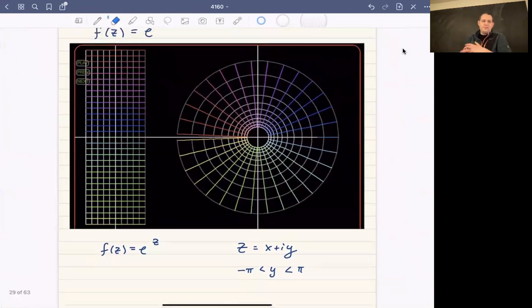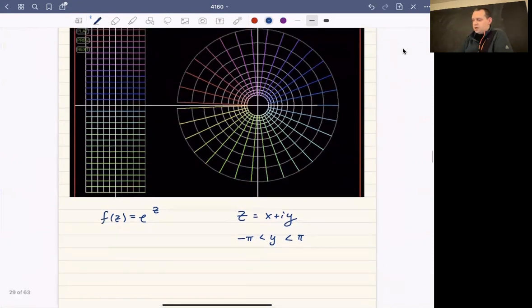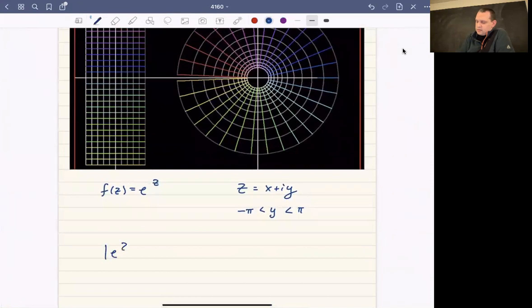We've already talked about some properties. It has all the usual properties: e to the z times e to the w is e to the z plus w, and e to the 0 is 1. The modulus of e to the z, this is not something that we've talked about, but this is important. The modulus of e to the z is the modulus of e to the x plus iy, which is just the modulus of e to the x times the modulus of e to the iy.